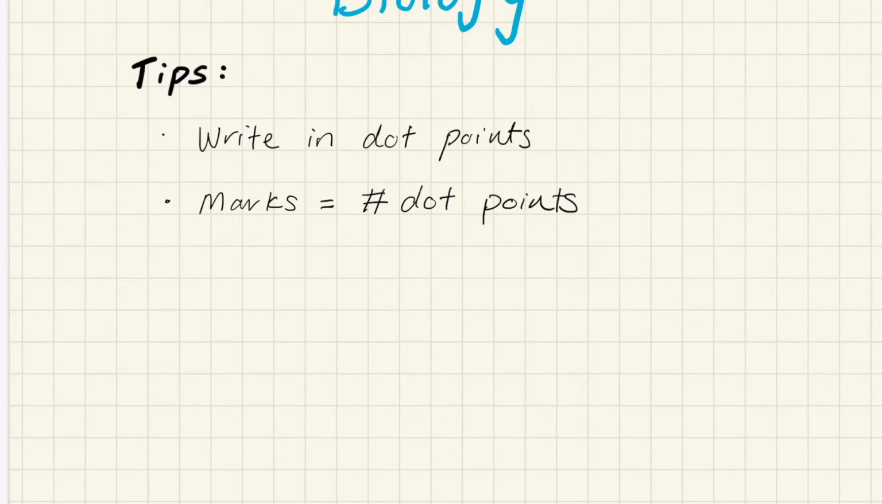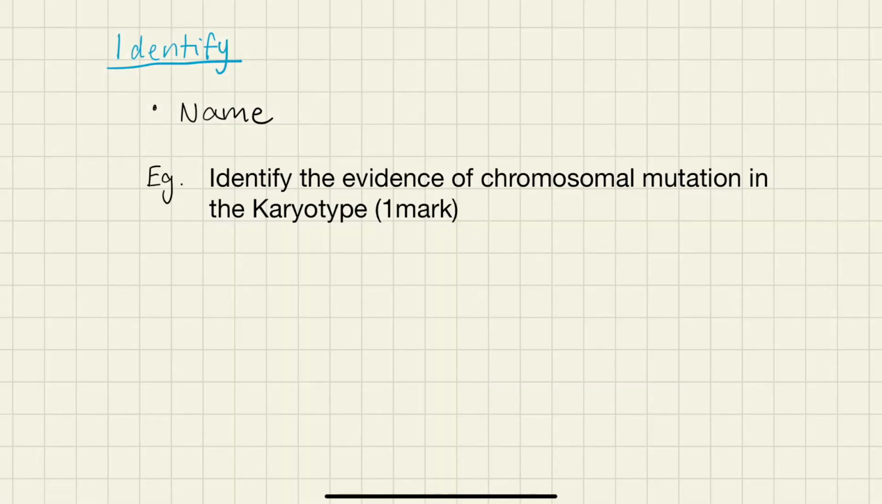We'll be using past HSC papers to demonstrate the points, but don't worry if you don't know the knowledge just yet. Just focus on the structure of the question. The first verb we're going to talk about today is identify, and these are really simple ones. You just need to name it, and this can be one word up to a sentence. Now look at a practice question.